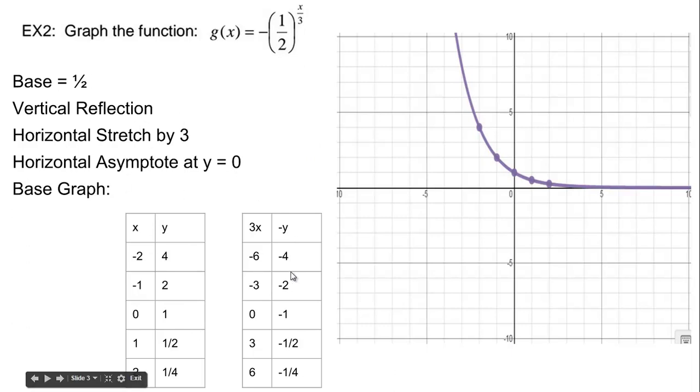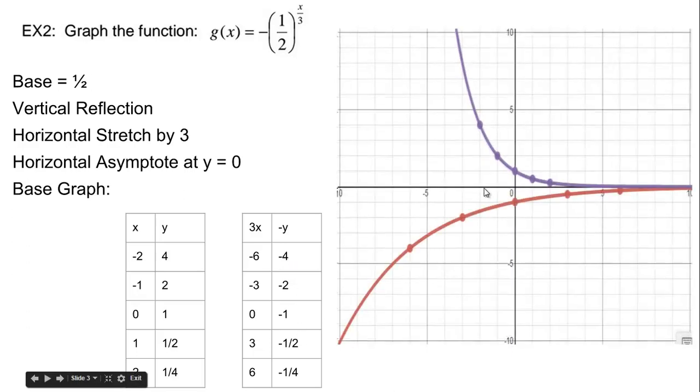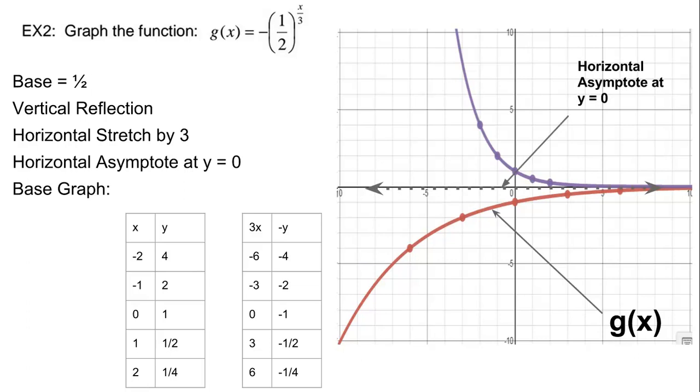Vertical reflection means that the y values all get multiplied by a negative. And we plot all those points one by one. We get the red graph. Horizontal asymptote still at y equals 0. Okay. There's no shifts in this case, so that is our final graph. And then we just label our horizontal asymptote as well. Okay.